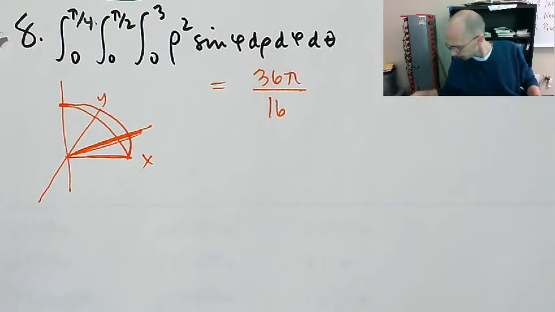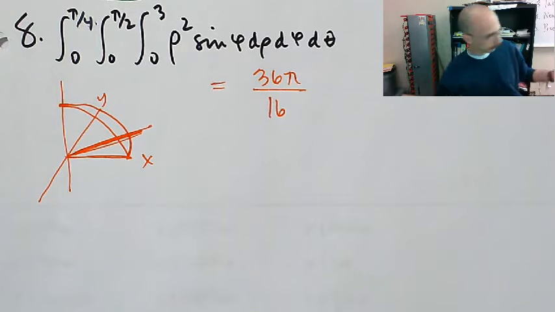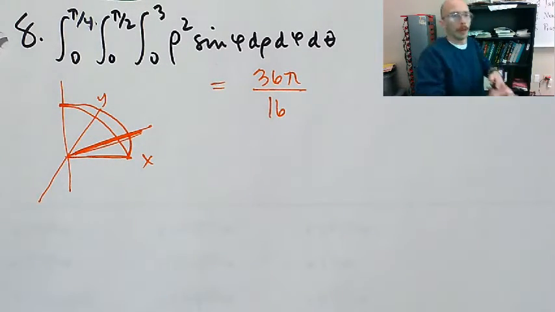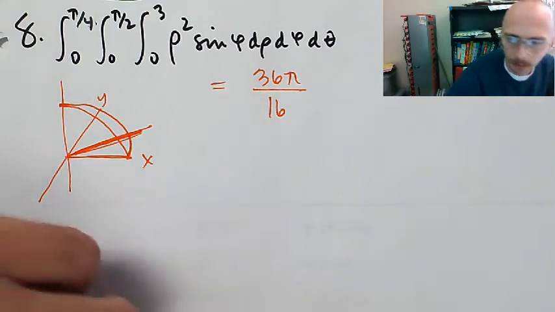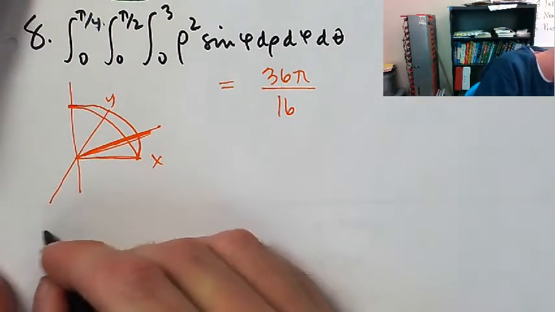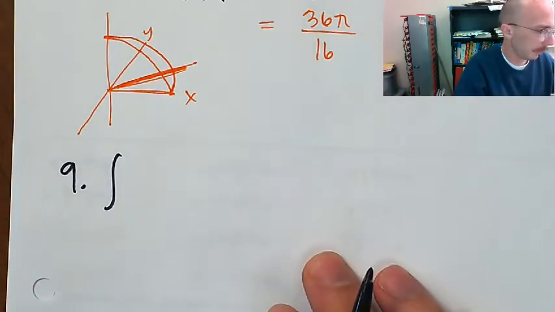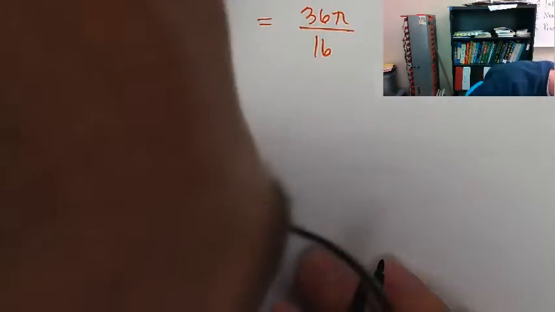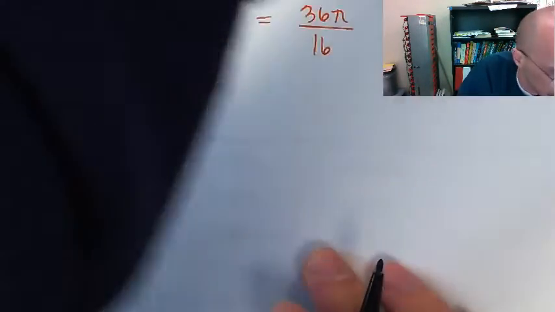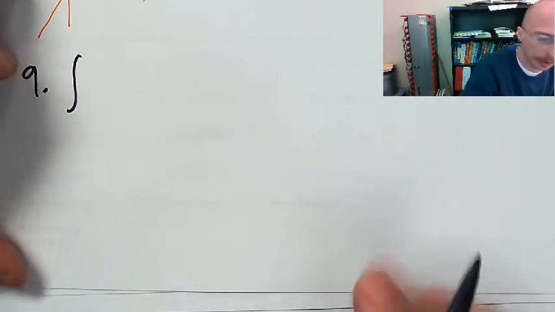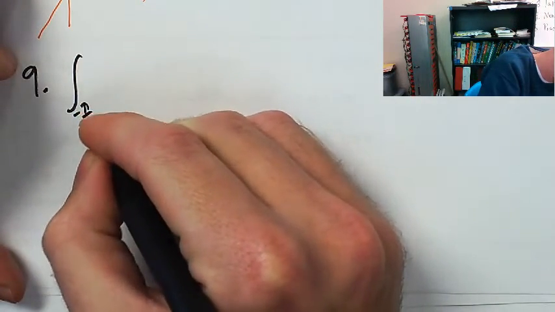Lost my black pen. Okay, number 9. Oh, another one of these. Stuff out of the way. This is plugged in. This must be. All right, number 9. Negative pi over 4 to pi over 4.